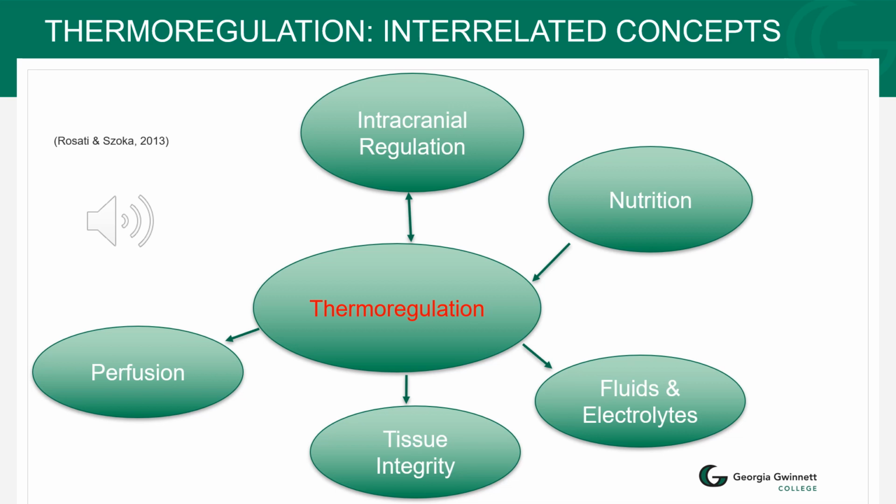Intracranial regulation. Again, the hypothalamus is the area that regulates the body temperature. So there are a lot of interrelated concepts within or exemplars within intracranial regulation, thermoregulation, and perfusion, how the blood goes through the body and perfuses the body. So take a look at this diagram of interrelated concepts and get your head around how thermoregulation is related to these different concepts that you will be learning throughout the semester and throughout your progression through the nursing program.